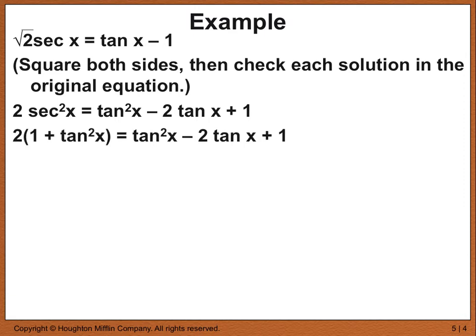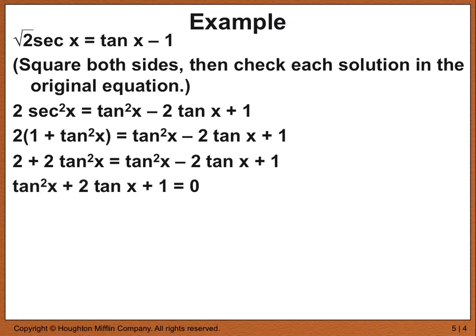Then we use our Pythagorean identity, which is that 1 plus tangent squared x equals secant squared x. So we put that in for secant squared x. Then we distribute the 2, and we have 2 plus 2 tan squared x equals tan squared x minus 2 tan x plus 1. And now we combine like terms, and we end up with tan squared x plus 2 tan x plus 1 equals 0.